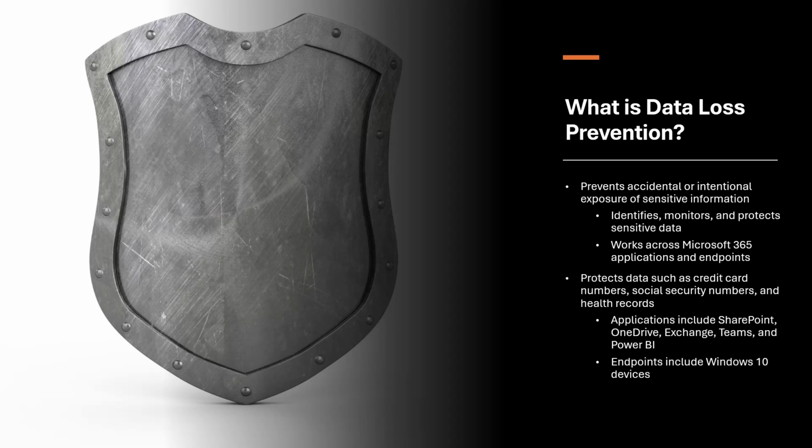So let's get started. So what is DLP? Well, DLP or data loss prevention is a feature of Microsoft Purview that helps us to prevent the accidental or the intentional exposure of sensitive information to unauthorized users. It can identify, monitor, and protect sensitive information like credit card numbers, social security numbers, health records, and many more. And it can do that across Microsoft 365 applications such as SharePoint, OneDrive, Exchange, Teams, Power BI, and Fabric. And of course, it can also help in areas such as endpoints for Windows 10 and Windows 11 devices.